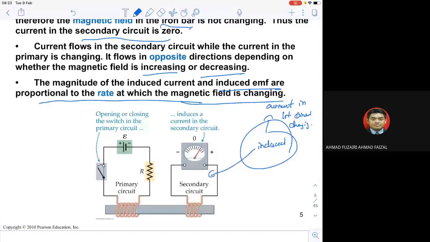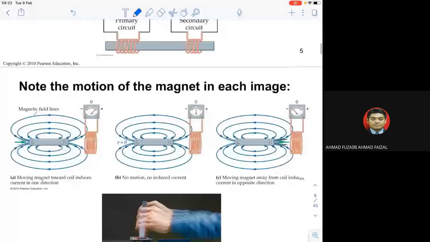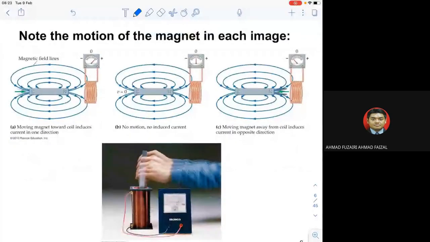Okay, so note the motions of the magnet in each image. Let's look at the possibilities of the magnet. We have a bar magnet that has a north pole and also a south pole at the ends. So when the north pole is getting nearer to the coil, this is what we call the coil, now you can see that there is some deflection of the needle.